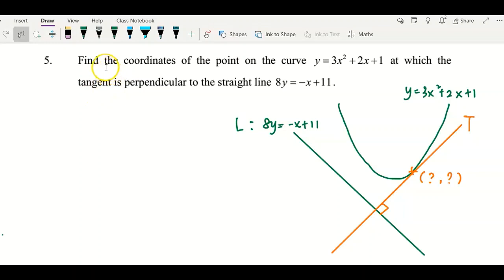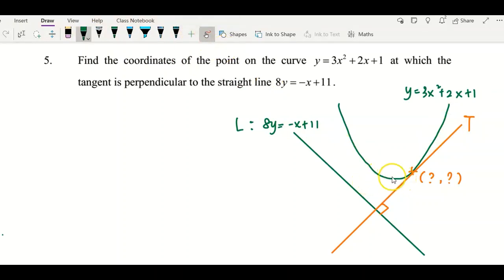For question 5, find the coordinate of the point on the curve y equals 3x squared plus 2x plus 1, at which the tangent is perpendicular to the straight line, y minus negative x equals negative x plus 11. Here I have a curve. It's a quadratic curve with a minimum point. So I sketch a quadratic curve, any quadratic curve with a minimum point.